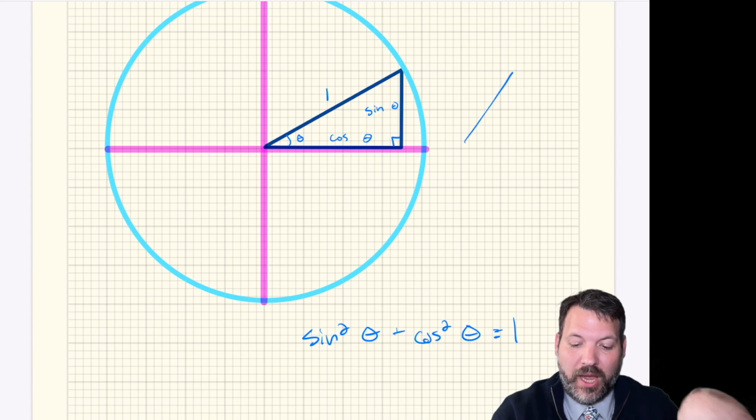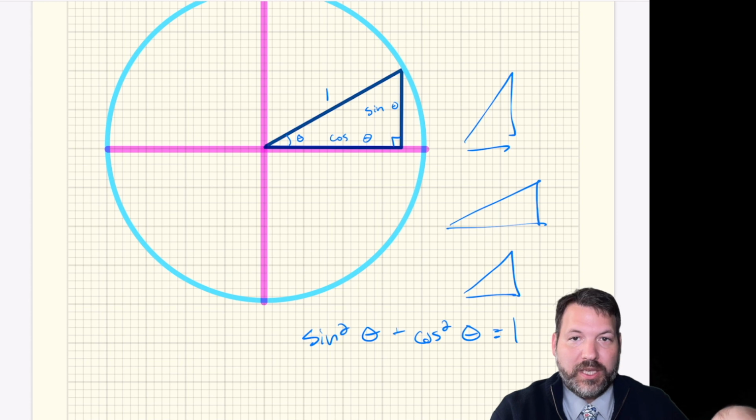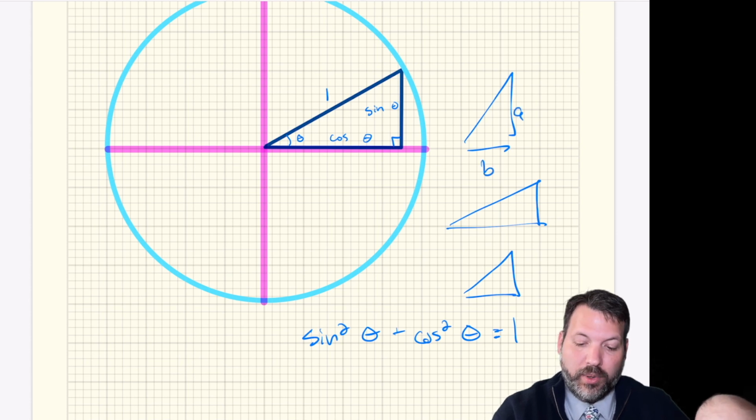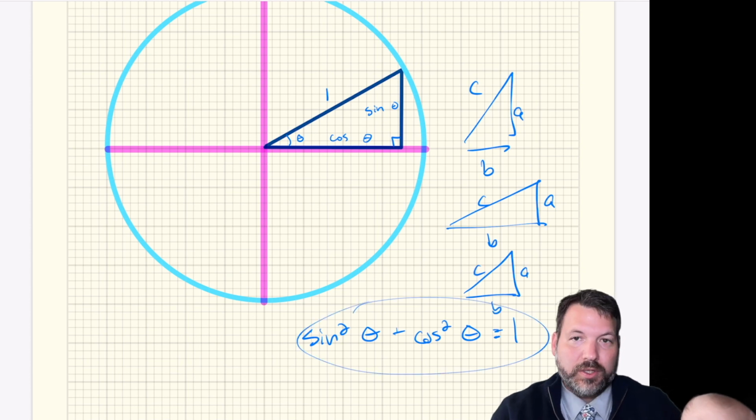And yes, you'll notice it does not matter what the actual angle is, because of course it doesn't matter what the shape of a right triangle is. As long as it's a right triangle, it always obeys the Pythagorean theorem. A squared plus b squared will be c squared, again, regardless of how we end up shaping this triangle. So that's why it makes no difference what theta is.